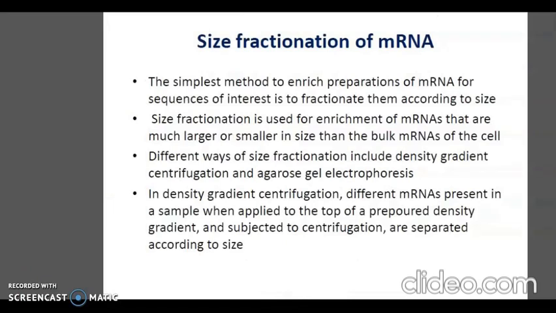Size fractionation is used for enrichment of mRNAs that are much larger or smaller in size than the bulk mRNA of the cell. Different ways of size fractionation include density gradient centrifugation and agarose gel electrophoresis. In density gradient centrifugation, different mRNAs present in a sample, when applied to the top of a pre-poured density gradient and subjected to centrifugation, are separated according to size.